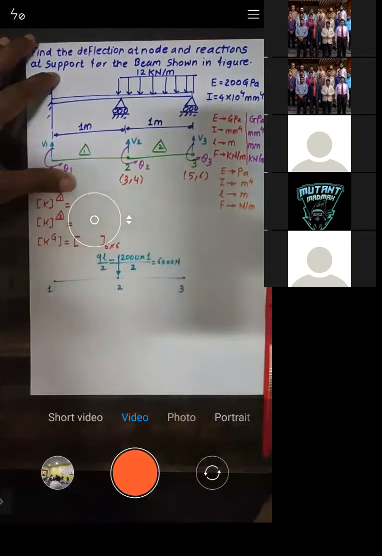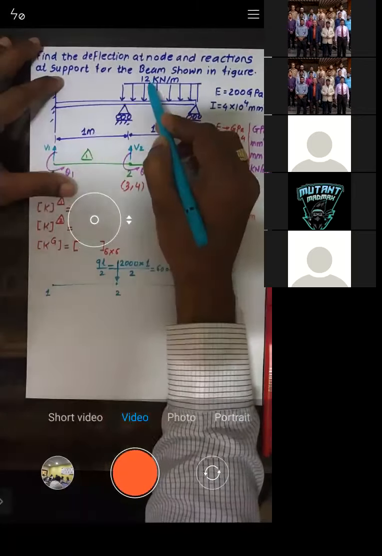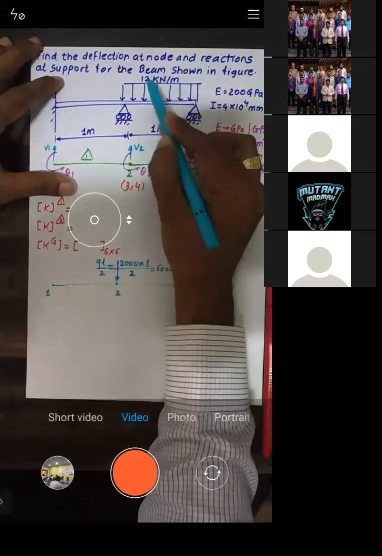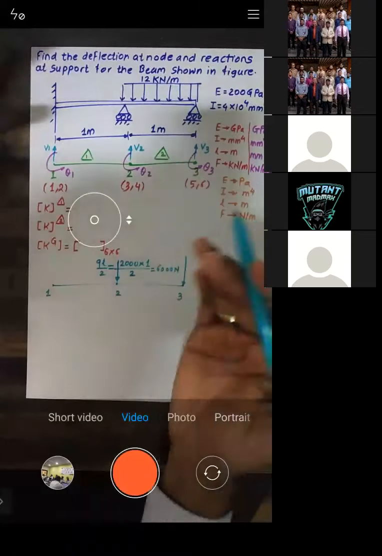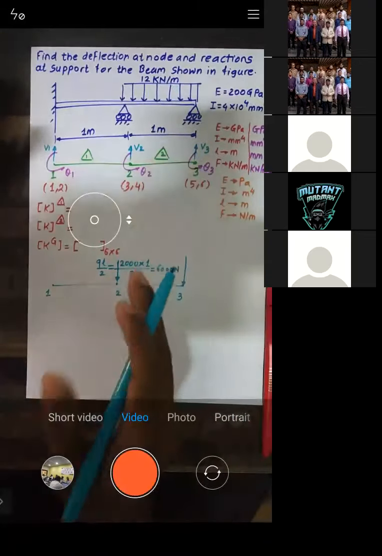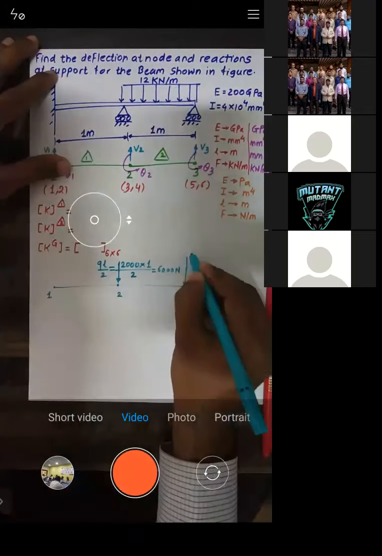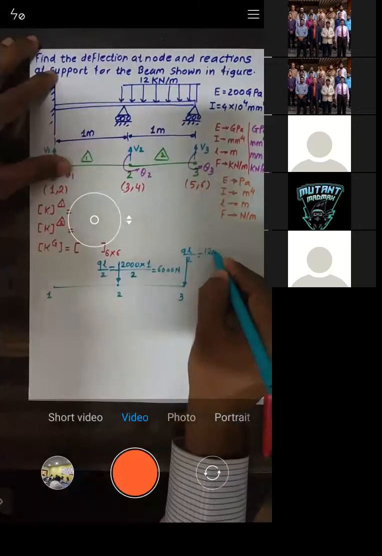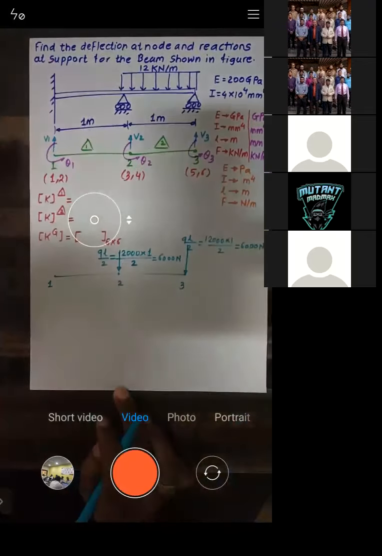Similarly, you will have the same force here. You can see 12 kilonewton per meter, that means 12,000 Newton per meter. When it acts on 1 meter, it becomes 12,000. Out of that, 6,000 will go to one node, 6,000 will go to another node. So here also I'll mention QL by 2, which is 12,000 into 1 by 2, again 6,000.